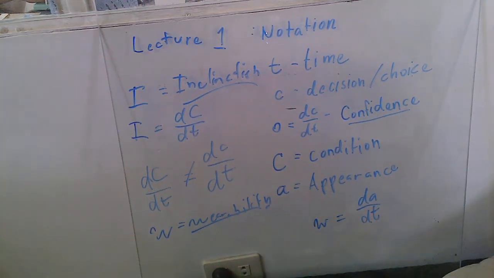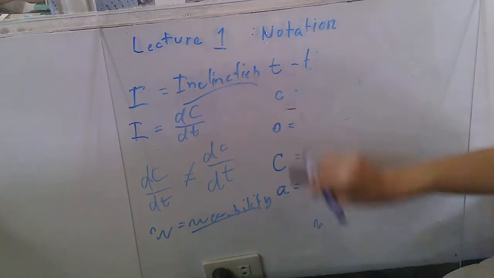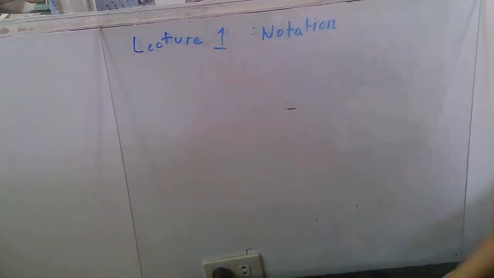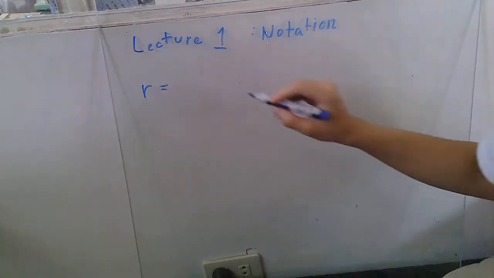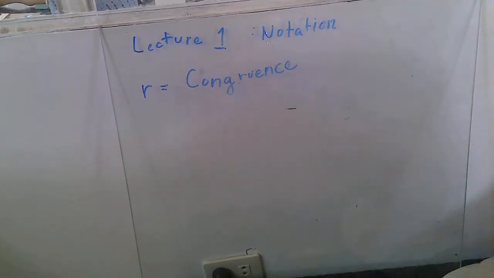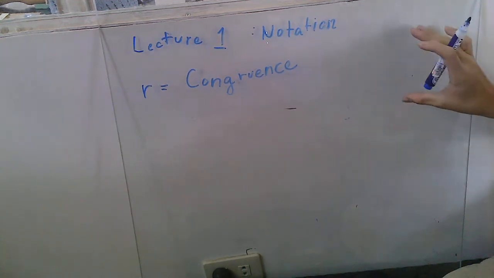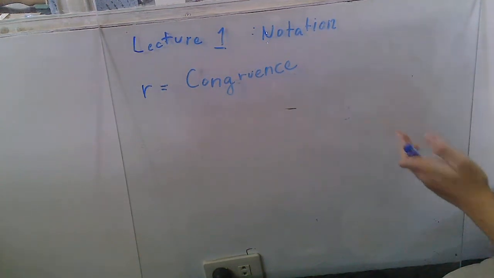And next is congruence. Make sure you took notes about these. Next is concordance, which is denoted by a small letter R, or actually congruence. And R, or congruence, is basically how much they sort of correspond, how the gender corresponds with the look, the appearance.